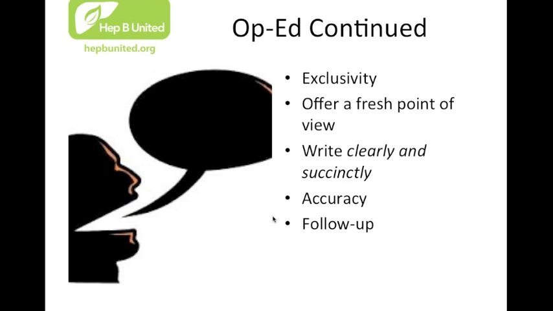Next point, your op-ed must be written clearly and succinctly. Your reader shouldn't have to work to understand what he or she is reading. Your piece should be simply written in language that can be easily understood. So what that means is you'll need to avoid acronyms if you can, and terms that are not understood by the layperson. Avoid jargon. Your piece should pretty much be ready to print and require little to no editing.